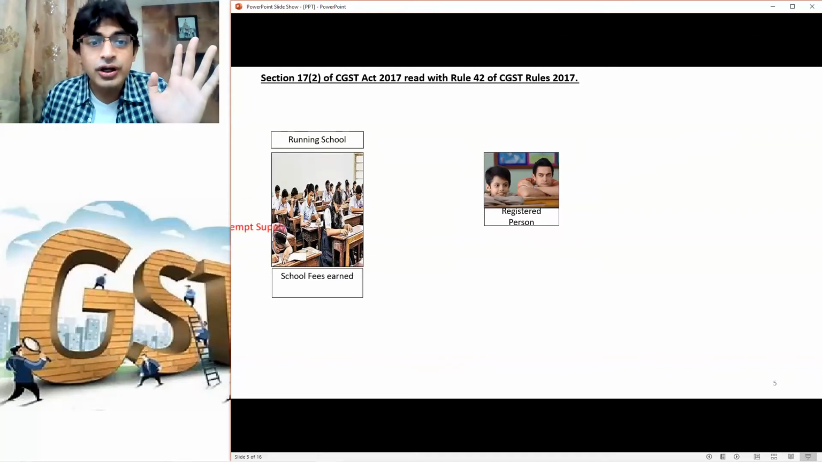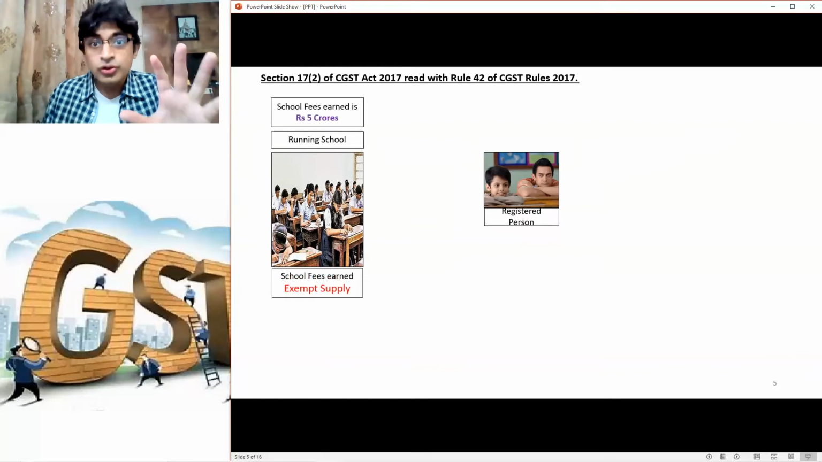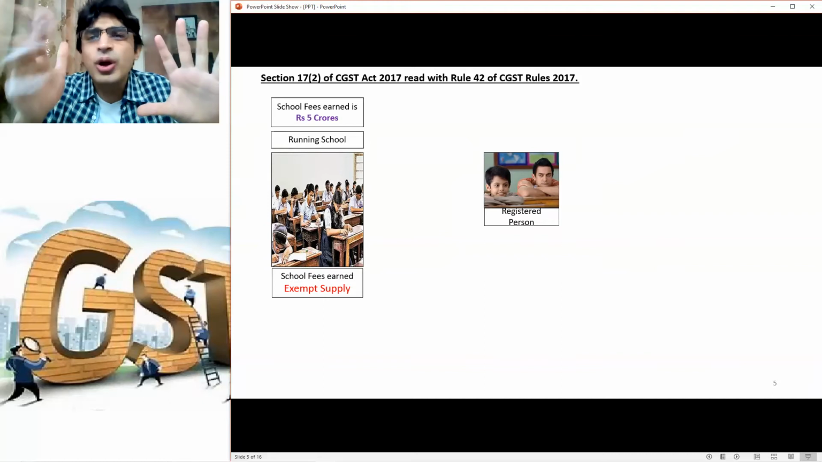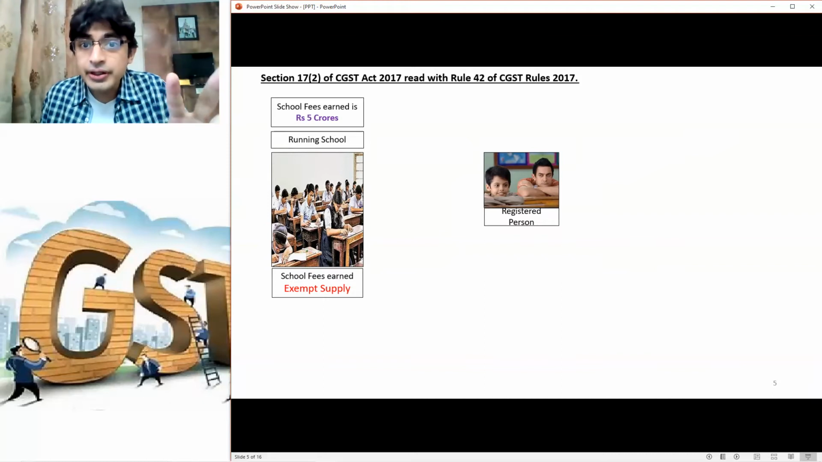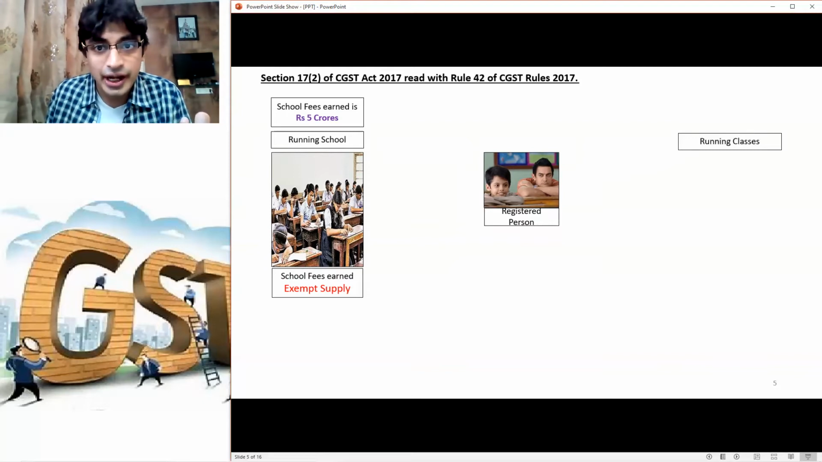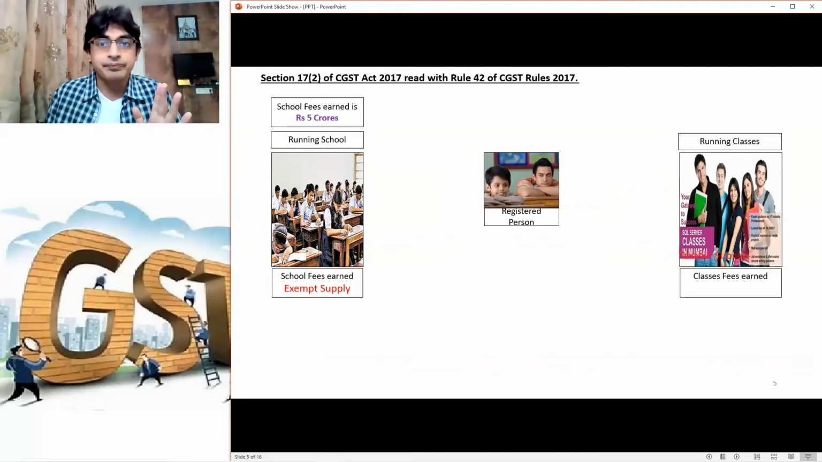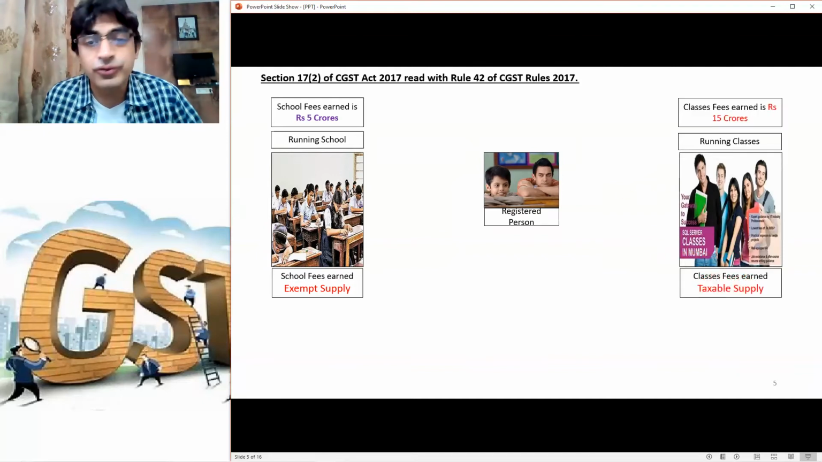So say school fees earned is exempt supply, like rupees 5 crore. So Amir has earned rupees 5 crore, which is not subjected to GST. But Amir is also running classes. Now classes, no favor is being done. So whatever income comes from classes, that is taxable supply. So say classes fees earned is 15 crore.